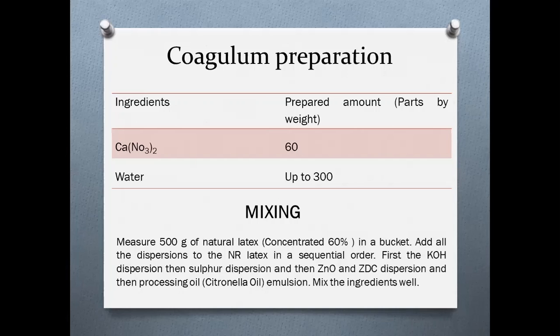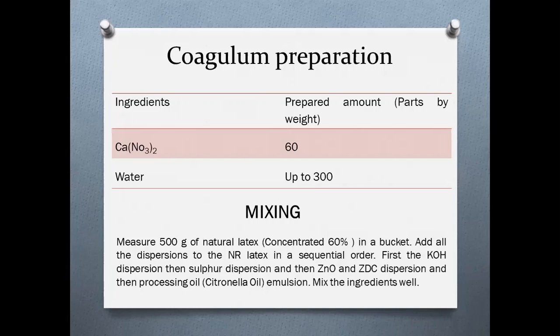So right after you have the natural rubber latex in the bucket, first you have to add KOH dispersion, then sulfur dispersion, then Zatono dispersion, then ZTC dispersion, and at last the processing oil, citronella oil. Then you have to mix all these ingredients well.